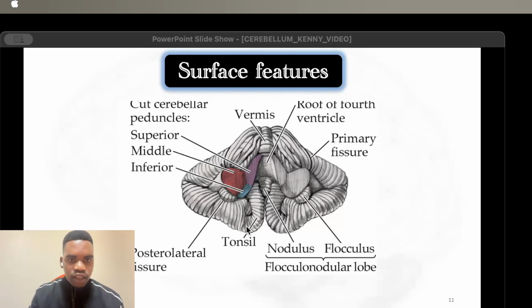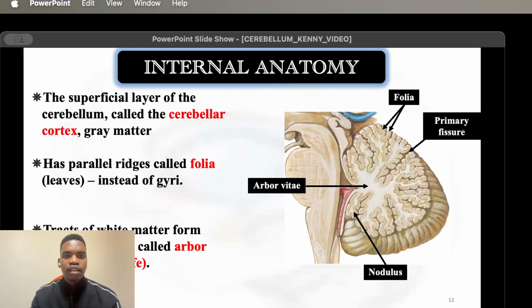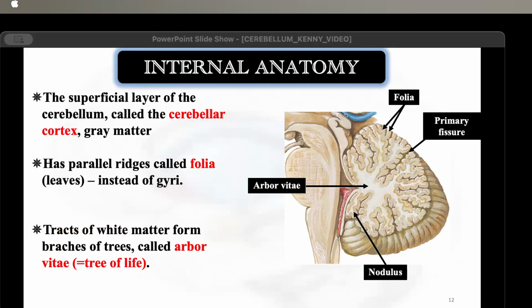So that was the vermis. Then let's dive a bit below the surface, into the internal anatomy.